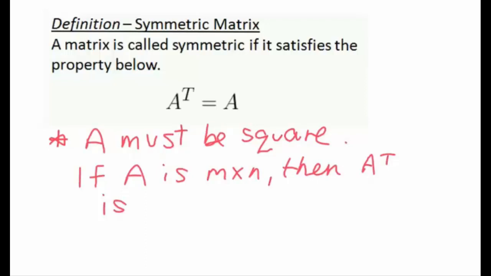Think about A if A was m by n. If we take the transpose of A, we've seen that these numbers switch order. So A transpose would be n by m. So there's no way that this equality could be satisfied because these numbers would be different. We would have different sized matrices. So in other words, A has to be an n by n matrix.